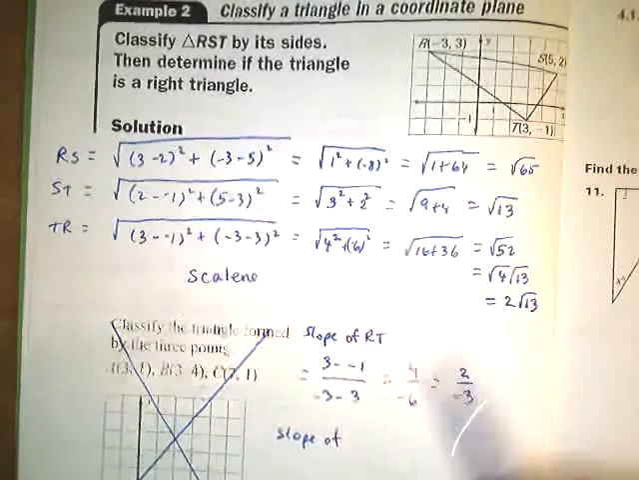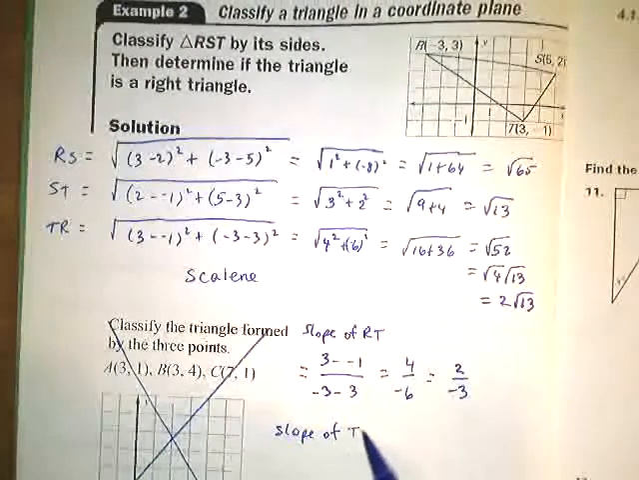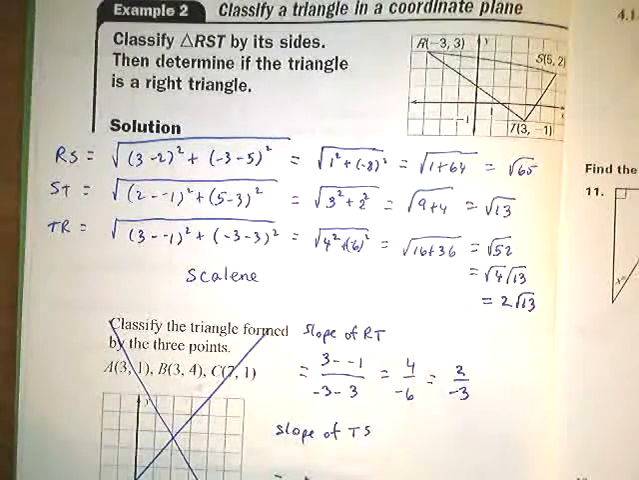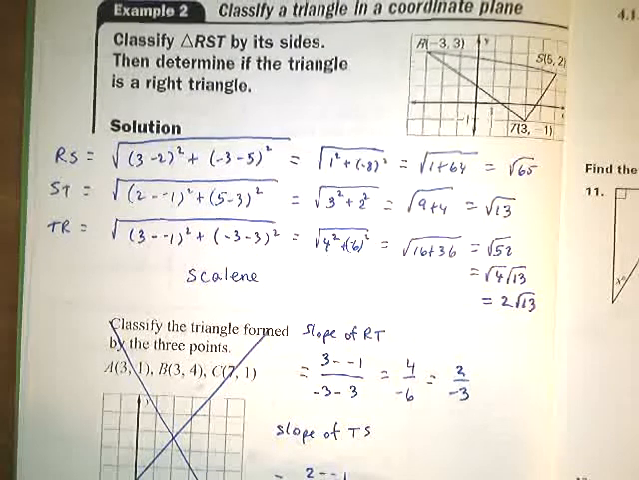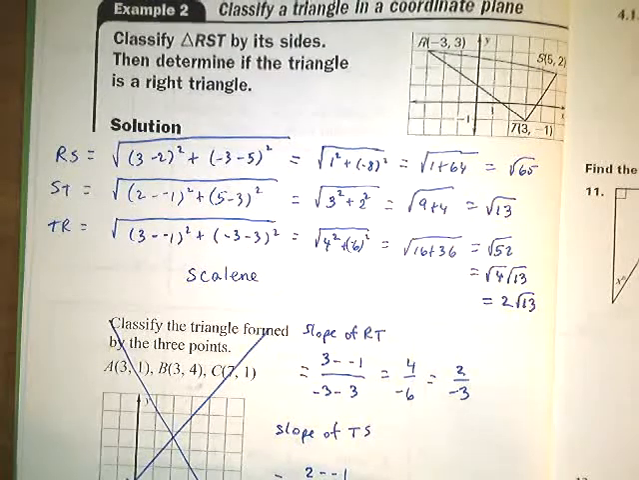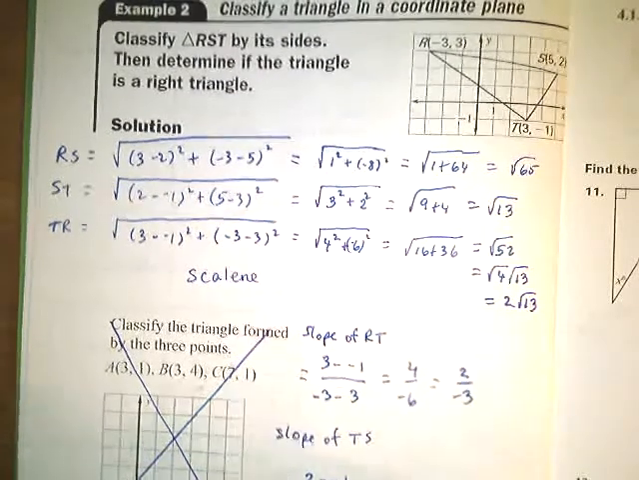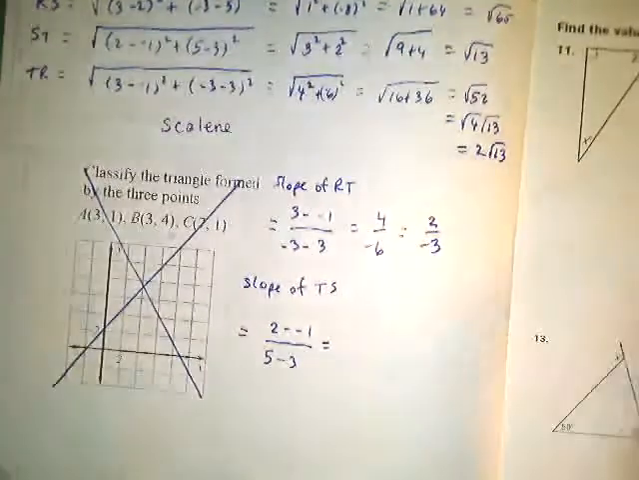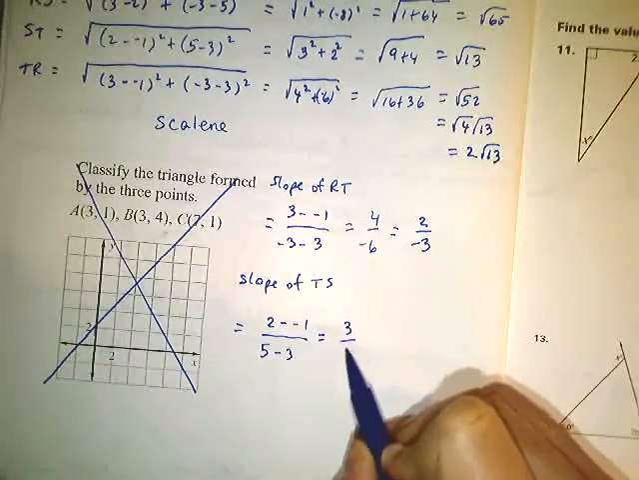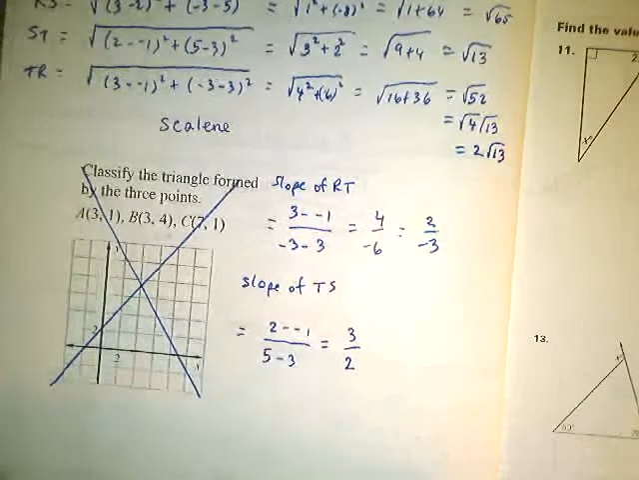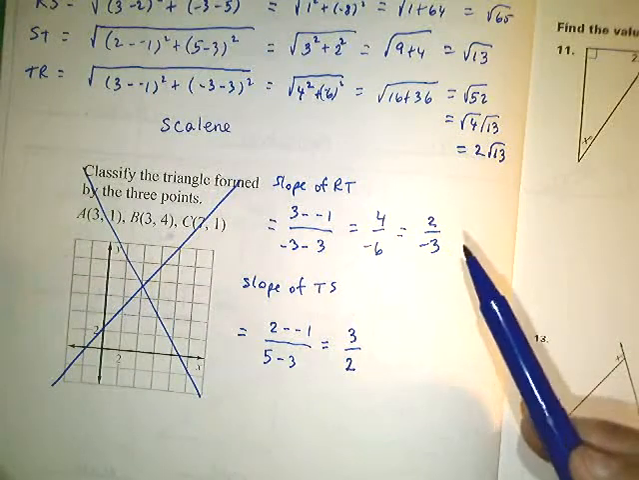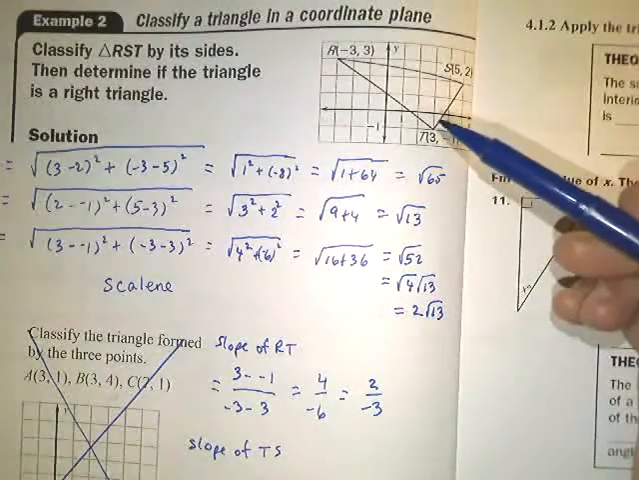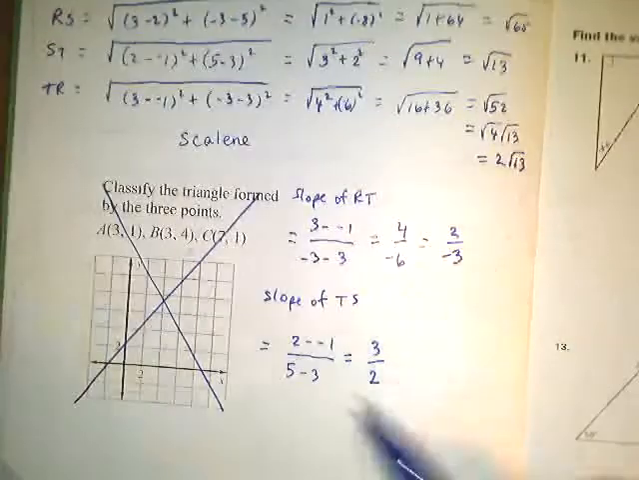The slope of TS is, difference of the y's would be 2 minus -1, and the x's will be 5 minus 3. So, oops, I'm not on the screen. There we go. So we would find 3 over 2. Okay, so how do we know if these 2 lines are perpendicular, if they actually come together at a 90-degree angle here? Well, we multiply these 2 answers together.